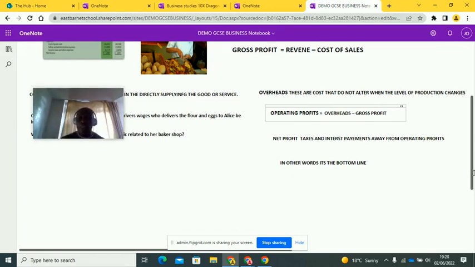So just remember, operating profit is not necessarily what the company will take home, because you still have to take out taxes and interest payments. So the net profit is after everything's been taken away, and that's the final amount the company gets. So hopefully, guys, you've understood what an income statement is.